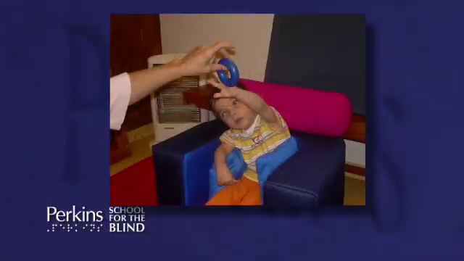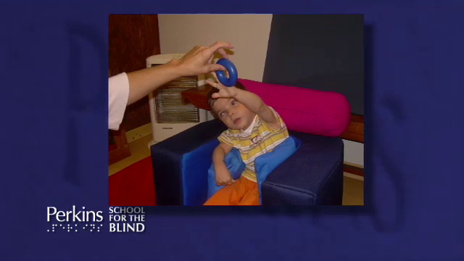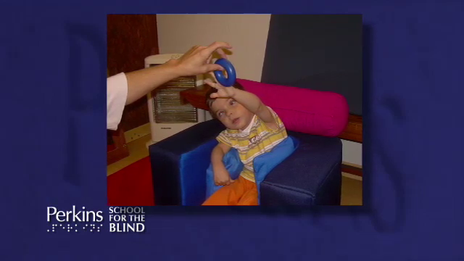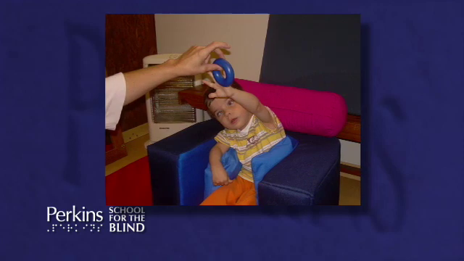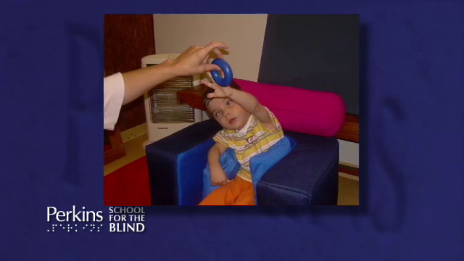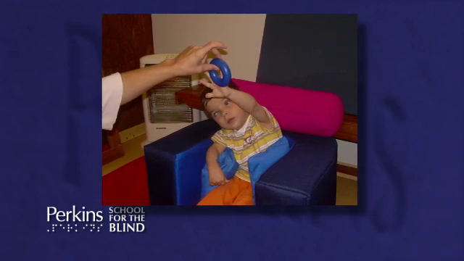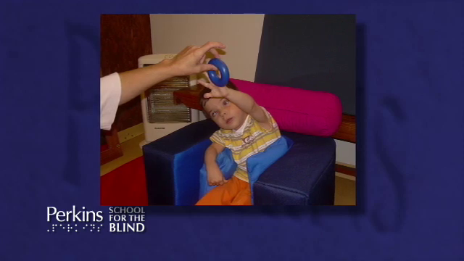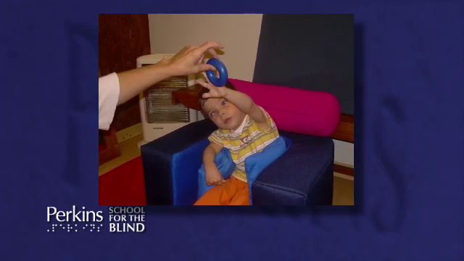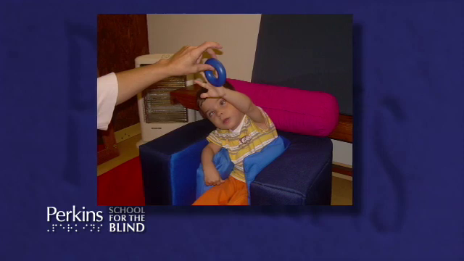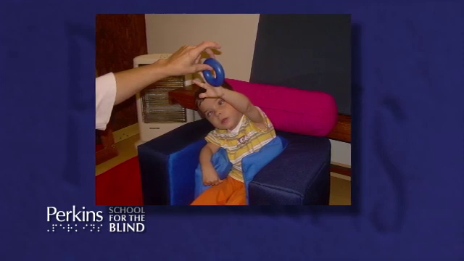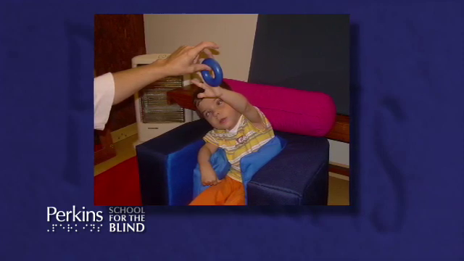In a photograph, we see a young boy who is visually impaired and multiply disabled sitting in a chair that supports him and allows him to sit upright as a TVI conducts an assessment of the boy's vision. The TVI is presenting a blue plastic ring-shaped object in the upper left of the boy's visual field, and he is reaching out for the object.